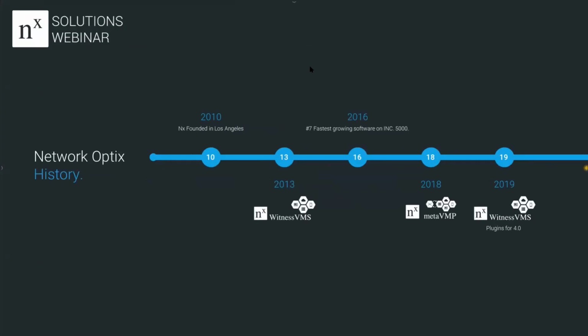So we started in 2010, so this year, 2020, is our 10-year anniversary. Two years ago, we started to make the Meta VMP, which is like a developer tool for our technical partners to make their solutions easily integrate into Nx Witness. Until now, we have a lot of technical partners who use their software and function and work together with us.